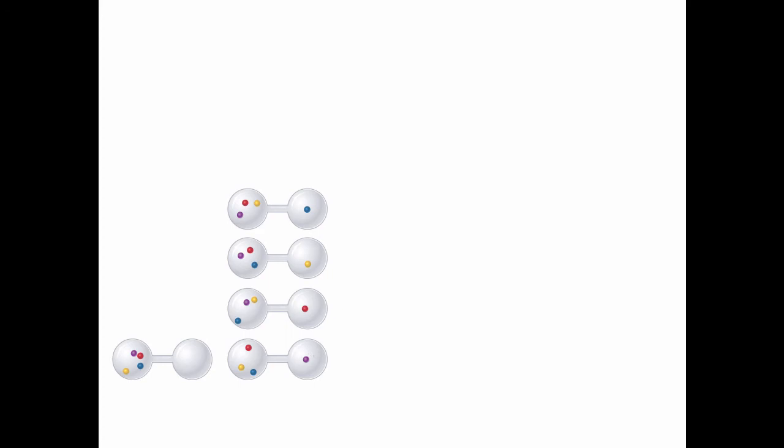Now notice there's 4 different ways we can do this, 4 microstates. We can have the red, yellow, and blue in the left-hand bulb and the purple in the right, or yellow, purple, and blue in the left hand and red in the right, etc. with yellow in the right, and etc. with blue in the right. 4 different ways we can do this.